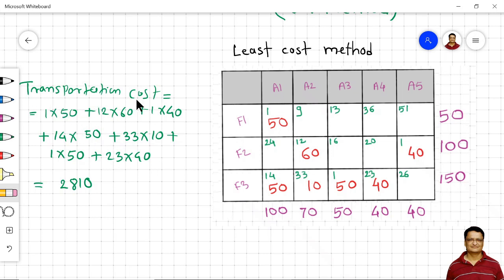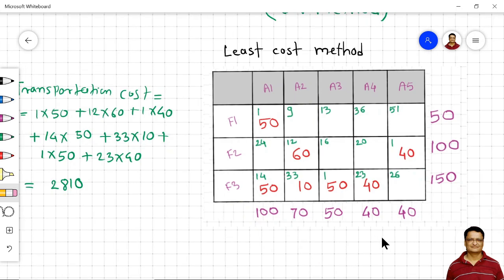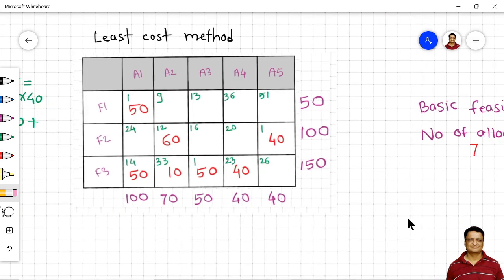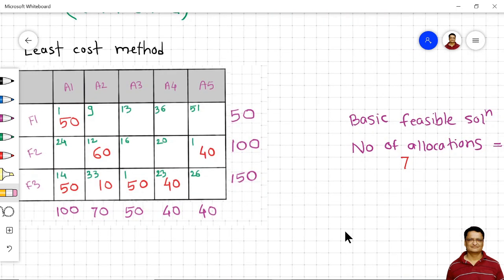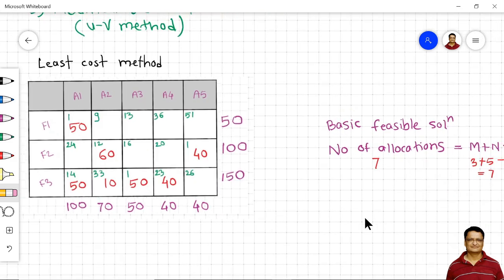The transportation cost for the current solution is given by the unit transportation cost into the number of allocations, and if we add all these allocations into unit costs, that gives me a complete transportation cost of 2810. Now we know that it is a feasible solution, but to check whether it is a basic feasible solution, we have to do certain calculations.